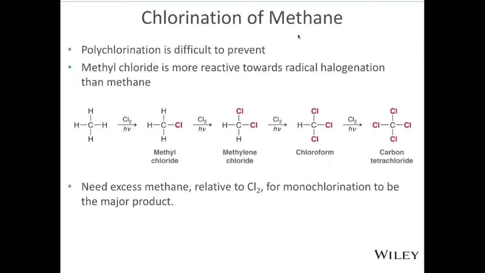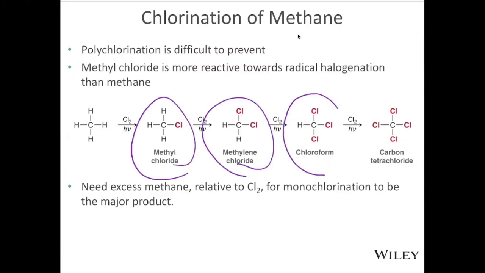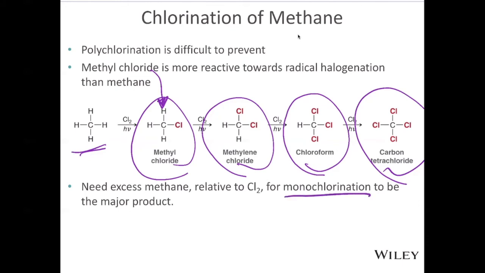And it turns out we can have one, we can have two, we can have three, and we can actually have four attached. It turns out that methyl chloride is more reactive than regular methane to radical reactions. So it just propagates through, and we end up getting multiple halogenations. If your desired product was the monochlorination, then we'd want to use an excess of methane.